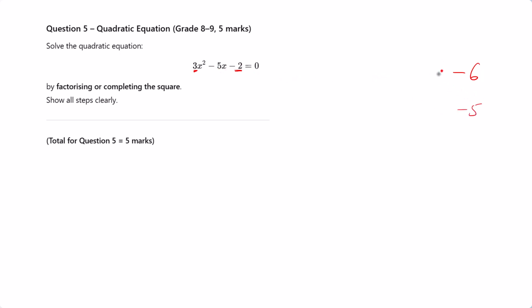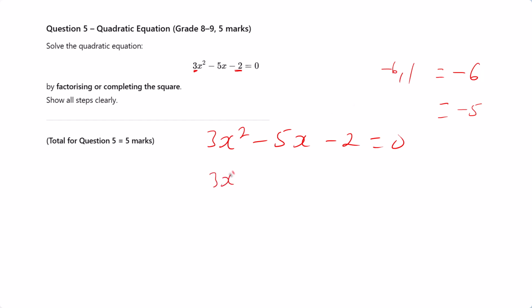Now think about 2 numbers that you will times to get negative 6, and you add to get this. So that's going to be negative 6 and 1. If you times them, you get this. If you add them, you get this one. Now, what you're going to do with them is this. The minus 5x in the middle, you will split it into these 2 new numbers.